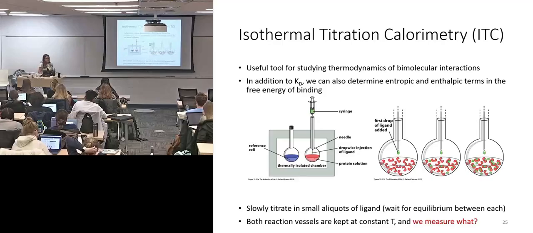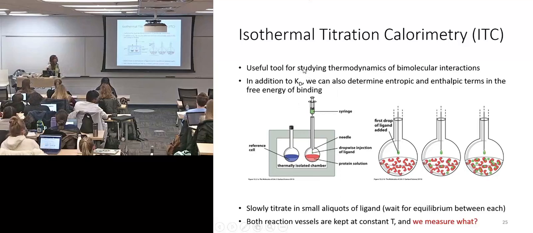ITC, isothermal titration calorimetry. It looks a little different than DSC. I think I did allude to it or maybe show this figure before. It's a more useful application of calorimetry for studying binding interactions. So we have in this case two sort of reaction vessels. We have our reference, which just has our solvent, so water, whatever we're running our reaction in. And then we have the actual protein solution.